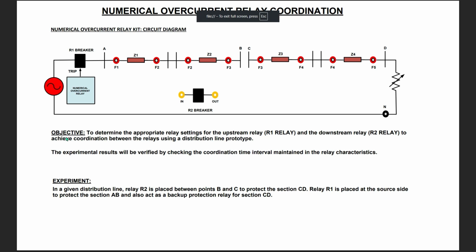The objective of this experiment is to determine the appropriate relay settings for the upstream relay or the backup relay, known as R1, and the downstream relay, known as R2 or the primary relay, in order to achieve effective coordination between the relays on a model distribution line. The result will be verified by checking the time current characteristics of both relays during fault.